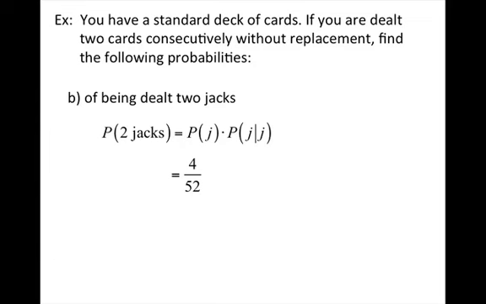Now you assume that the first card was a jack. So for the second card, I only have 3 jacks left in the deck, and there's only 51 cards left in the deck. So if I multiply these, the probability of being dealt a pair of jacks or being dealt 2 jacks is 1 out of 221.